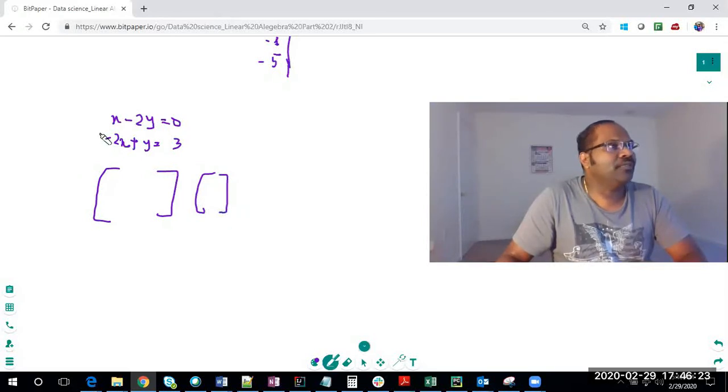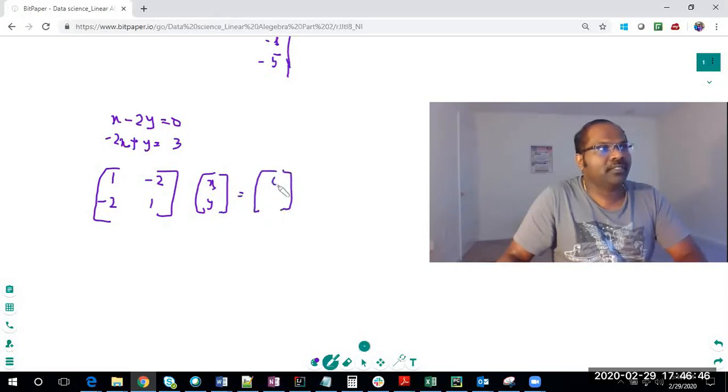Right. So we know x minus 2y is equal to 0. That means we have the first coefficient here, minus 2. Then we have x here. Same way we'll put minus 2 here, then 1 coefficient. Here is y. Then equal to, on the right side, is another coefficient, 0 and 3.